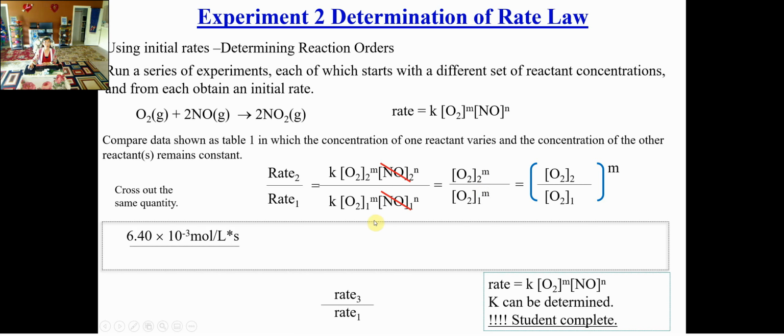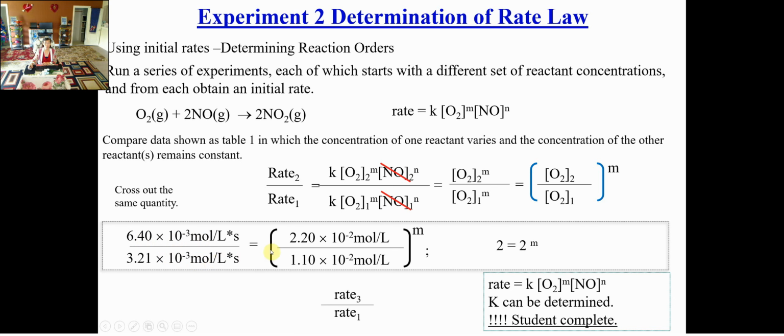So you have your rate for 2 different concentrations, and you have the concentration which you prepared. My calculation is 2 equals 2 to the power m. Your m can be determined, which is 1. Meaning this oxygen is undergoing a first order reaction.